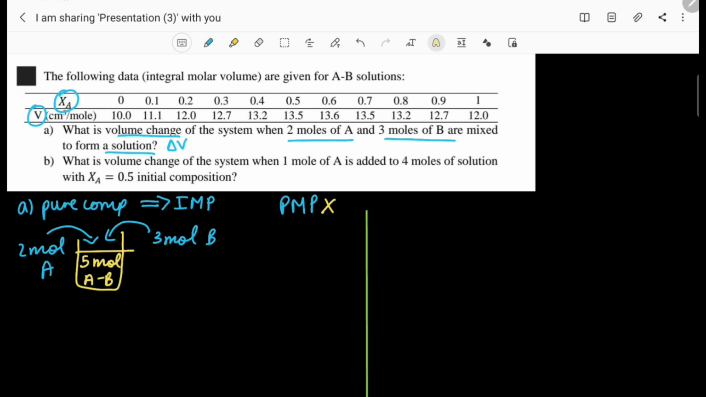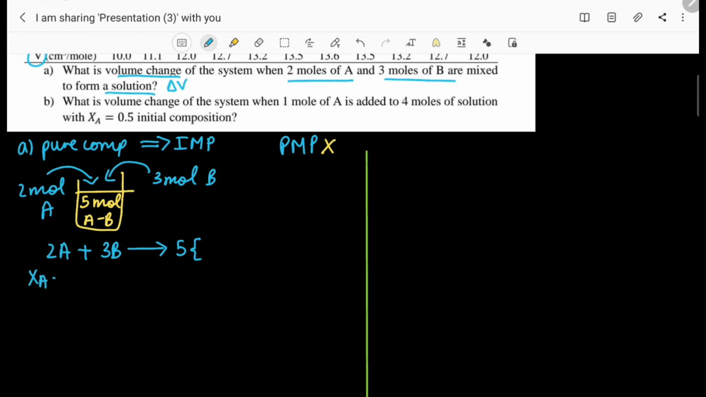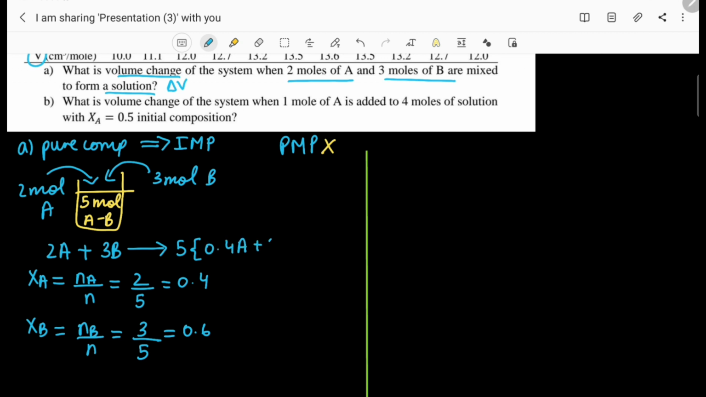Right. So let's write down all of this in the form of an equation, as it makes things a lot easier when solving a question. So you have 2 moles of A plus 3 moles of B, which gives you 5 moles of the solution. Instead of writing down AB over here, I recommend writing down the mole fractions. To find XA, the mole fraction of A, simply divide the number of moles of A by the total number of moles, which gives you 2 divided by 5, which is 0.4. Similarly, you can find the mole fraction of B, which is NB divided by N, which is 3 divided by 5, and it gives you 0.6. So let's write them down over here: 0.4 A plus 0.6 B.